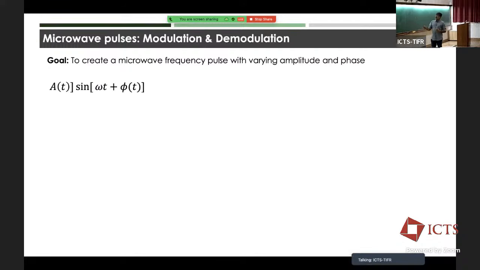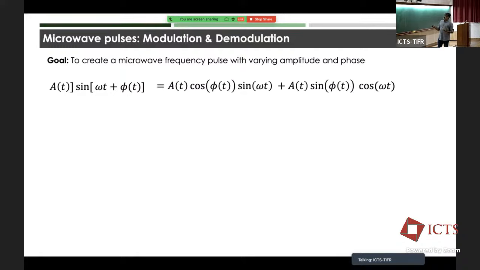Okay, I can write this in this general way as A(t) sin(ωt + φ(t)). Here ω is going to be at microwave frequencies, typically between 4 and 8 gigahertz, what we talked about. And we have to create an ability to do this using some instruments. A convenient way to do that is to break this up into two components, basically expand the sine, and then you have a term proportional to sin ωt and a term proportional to cos ωt. These are often referred to as the quadratures of the microwave signal.